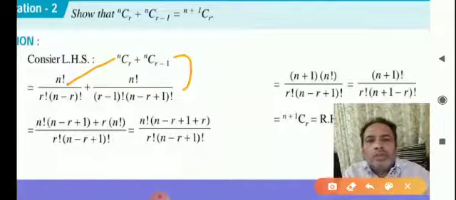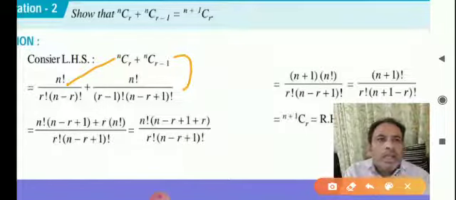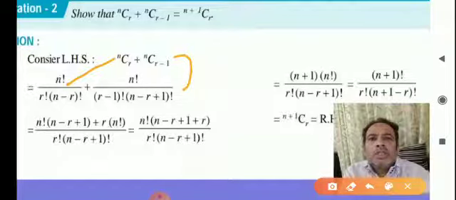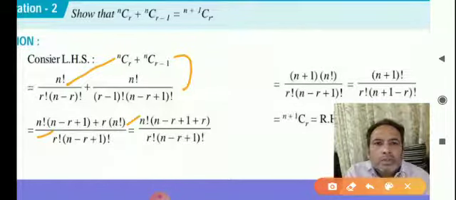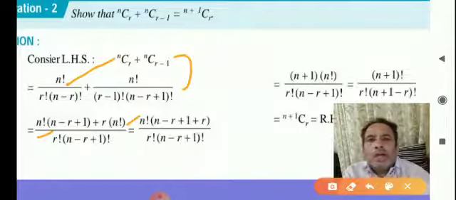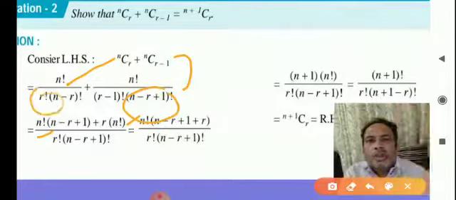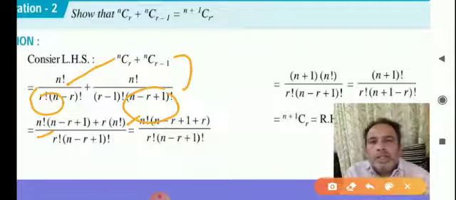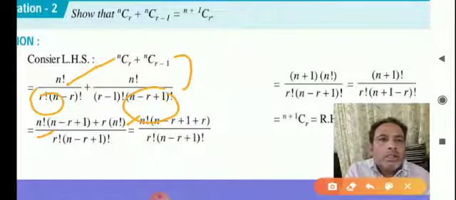Now what you have to do? You have to reduce this and take out the common factor over here. What is common? Here you can see this is factorial n, here also factorial n will be common. And then take an LCM over here: factorial r and factorial n minus r plus 1 is the LCM. So factorial r, factorial n minus r plus 1, right? So this will be the LCM and here you will get the same results.